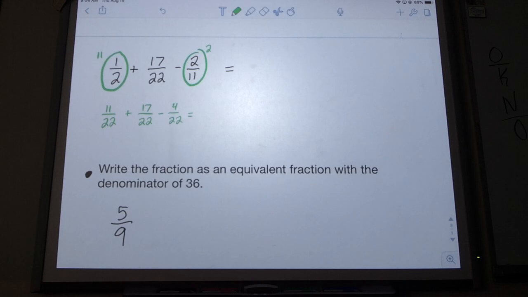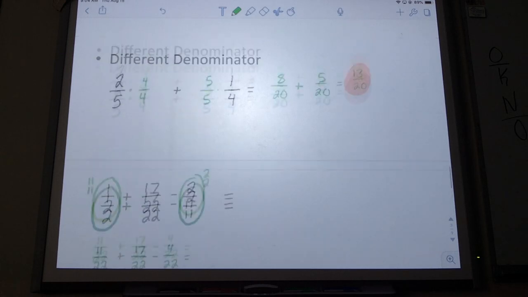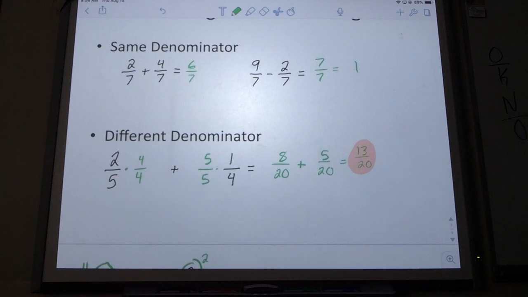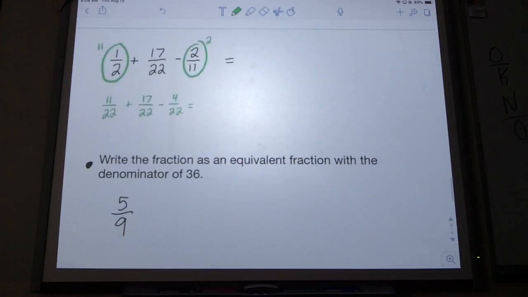So I might write it like this occasionally, but that's for these smaller problems. On the big ones, I will always write it like the bottom of this slide. Okay, so when we add and subtract those, what do we get? 24 over 22, and then we can simplify that. 12 over 11.